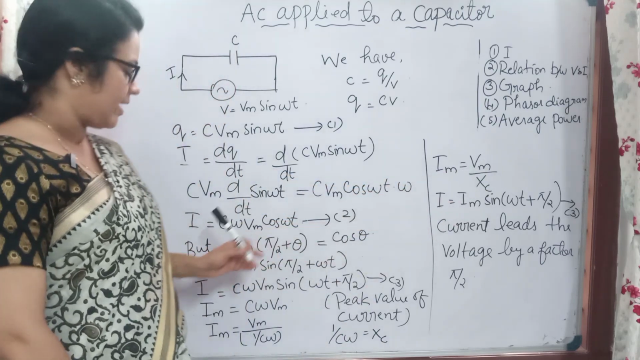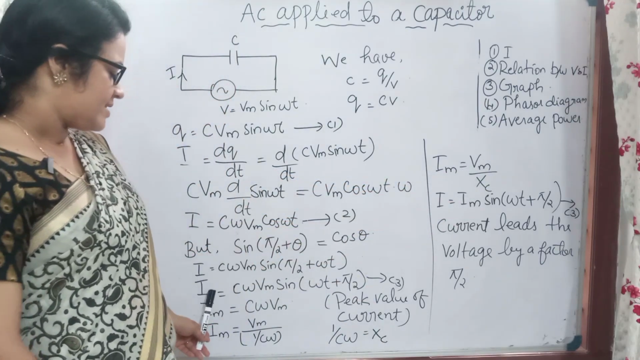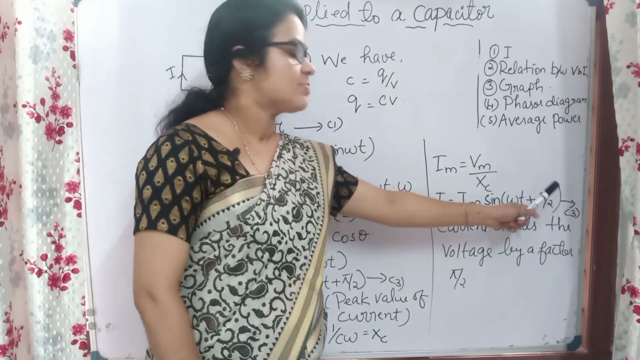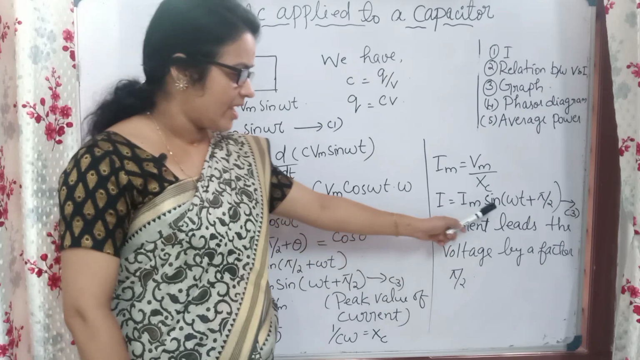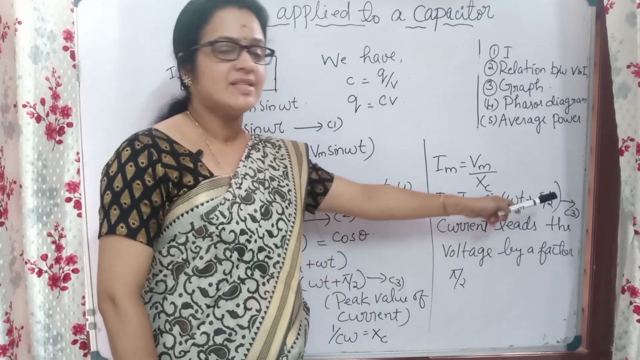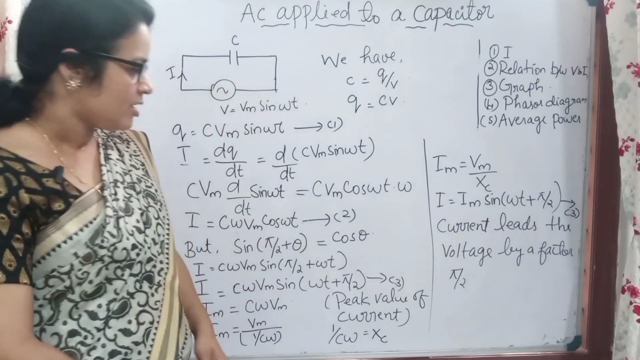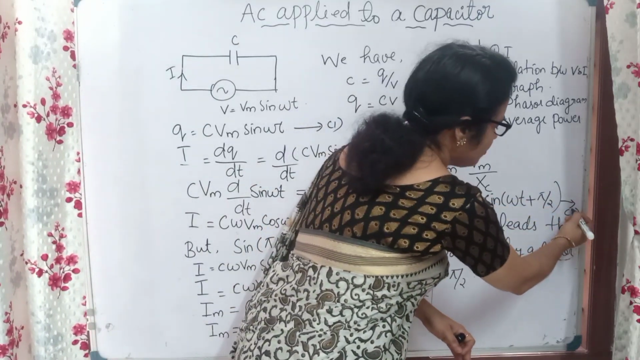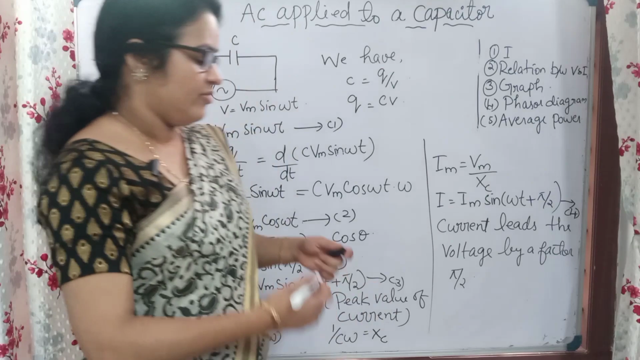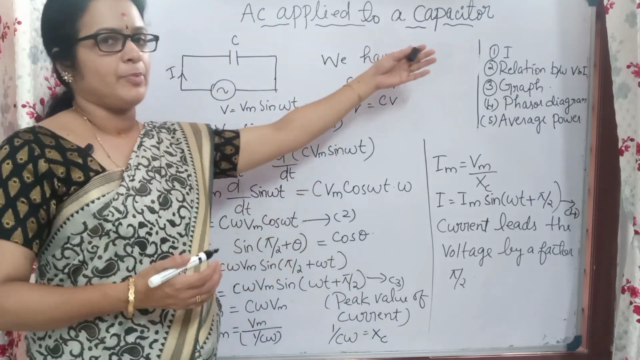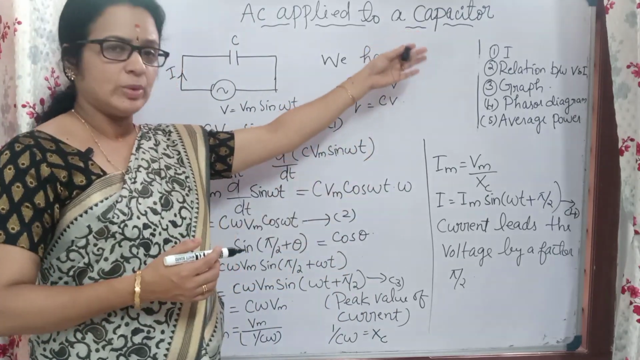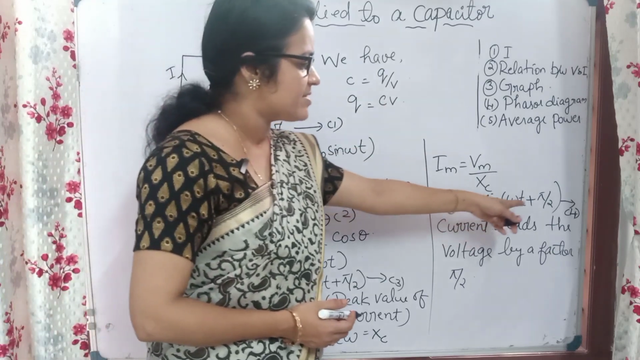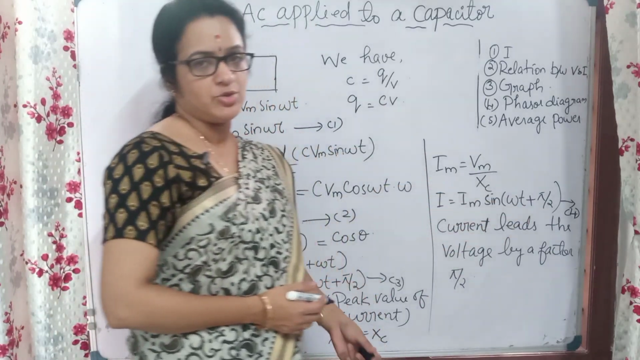Then we can write I is equal to Im sine omega t plus pi by 2. So this is our fourth equation, right? Now our first point is over. We have found the equation for current: I is equal to Im sine omega t plus pi by 2.